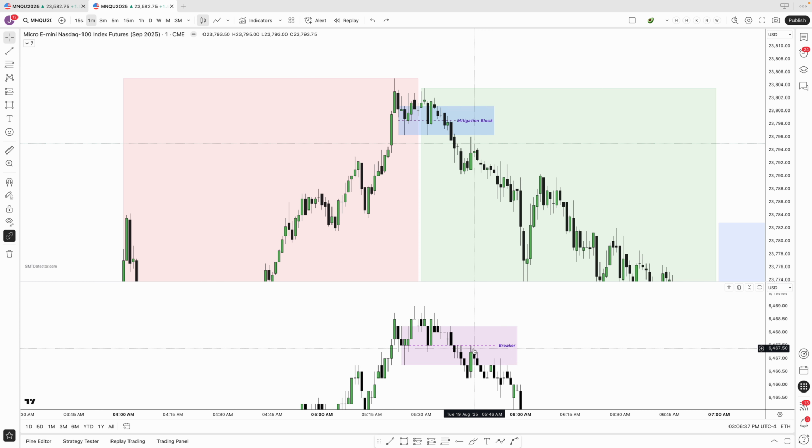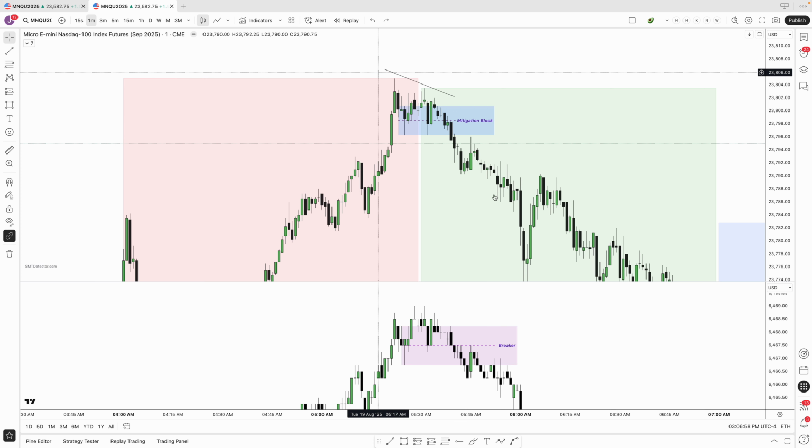You can take a short. It runs up on ES. We have to reject this. We have to reject this. So you can take your short with the stop above the high and then trade it lower. Okay? But you have to wait on NQ to trade through the mitigation block.